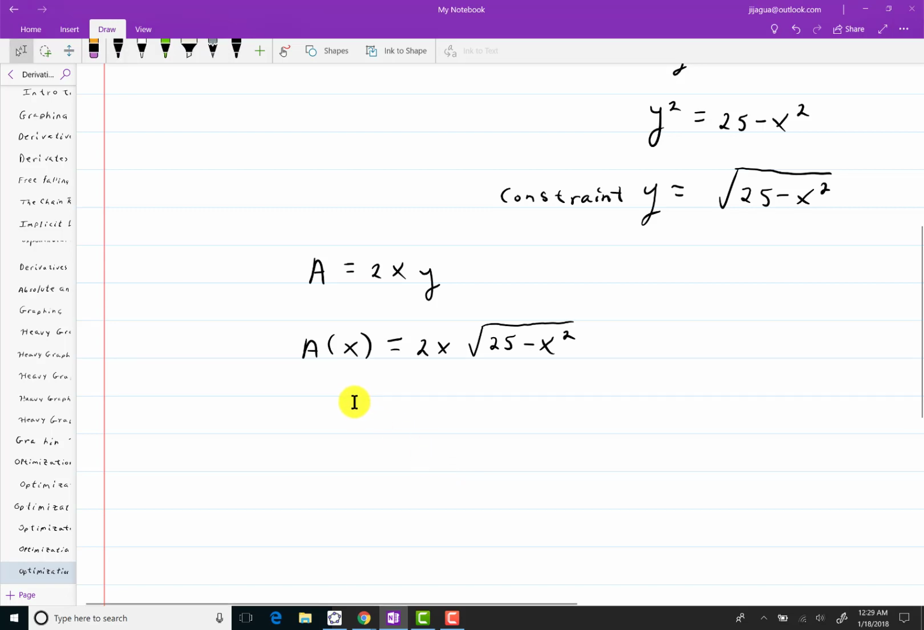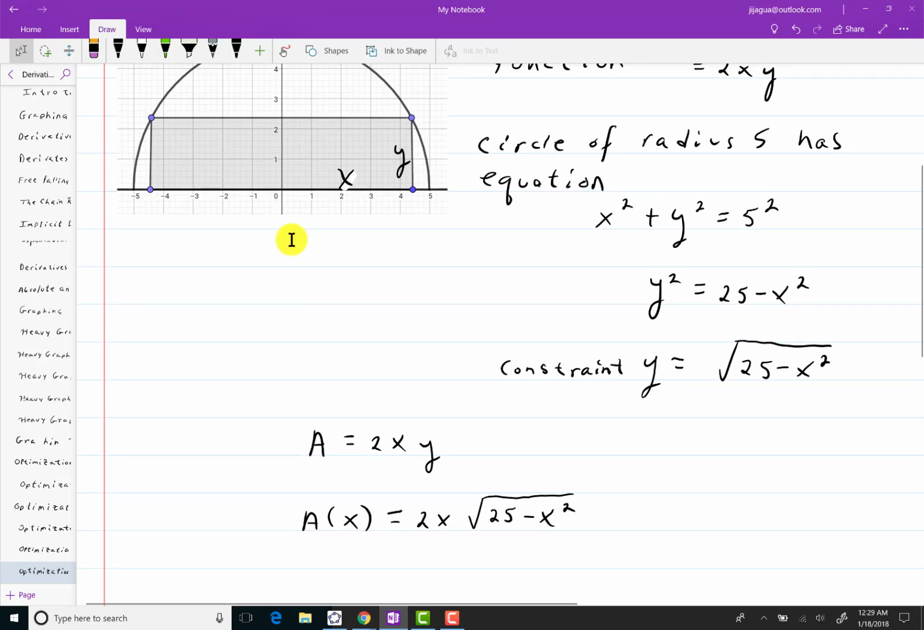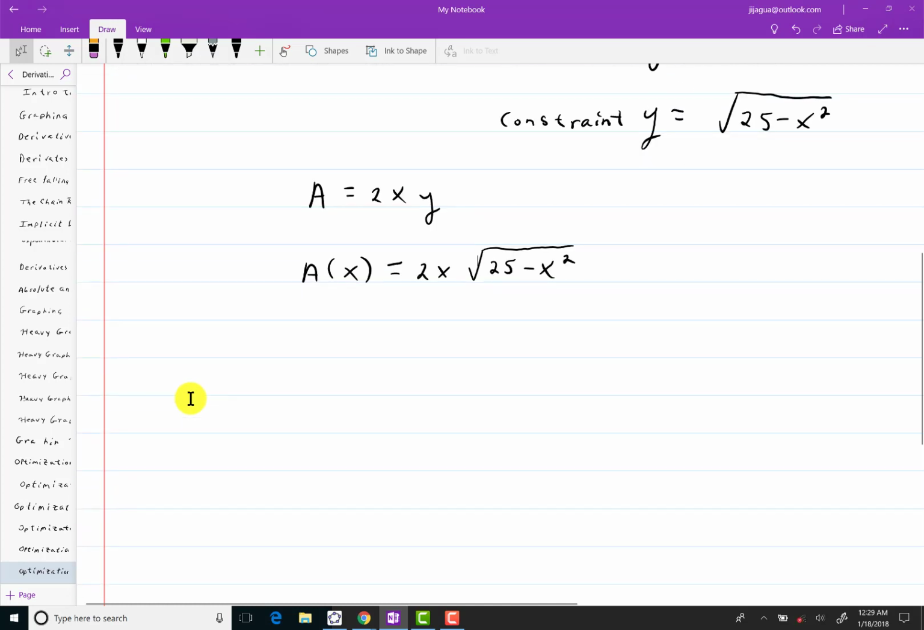Now, before we do anything, you should determine what values of x are applicable here. I said I wanted x to be on the positive side of the y-axis. Theoretically, the smallest x could be is actually 0, which means the rectangle would just be a thin segment from the origin to the top of the circle. Or x could be up to 5. If it was 5, then you'd have a thin line along the base. So the domain for this problem is that 0 is less than or equal to x, which is less than or equal to 5.